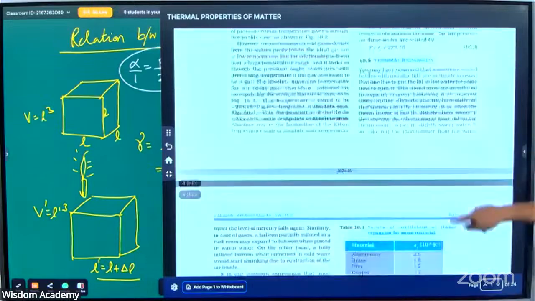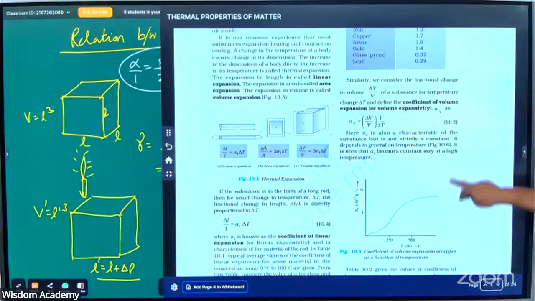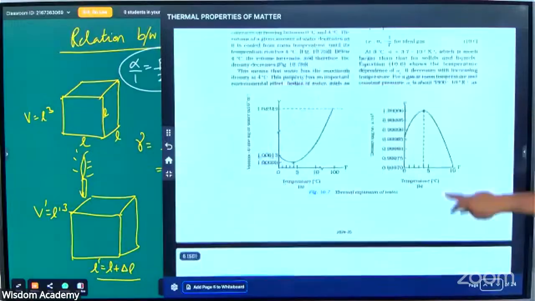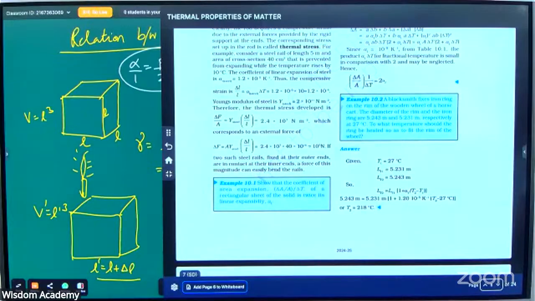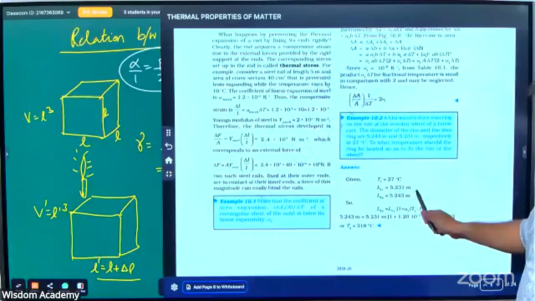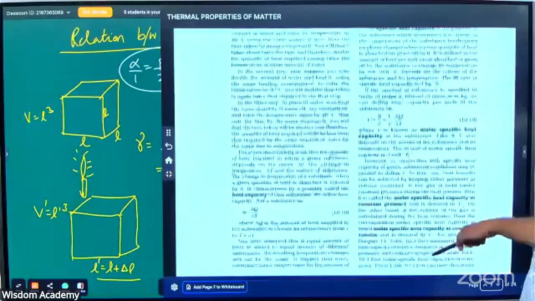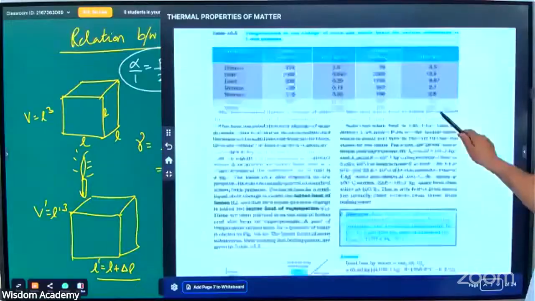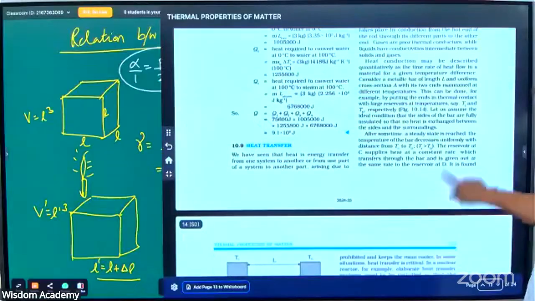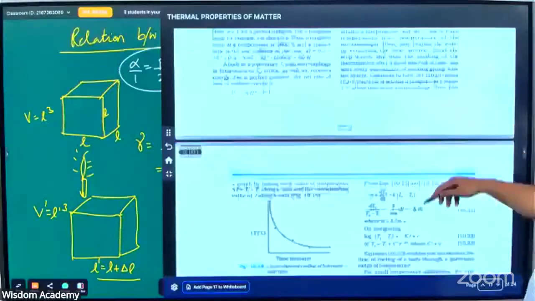Homework is, I just now taught you about expansion and we learned alpha, beta, gamma, everything. So from here, fluid expansion we have not learned, but yes, we learned this. So example 10.1, example 10.2. Please copy down somewhere. Homework I'm giving. Example 10.1, example 10.2. From the exercise also I'll give some questions as homework.